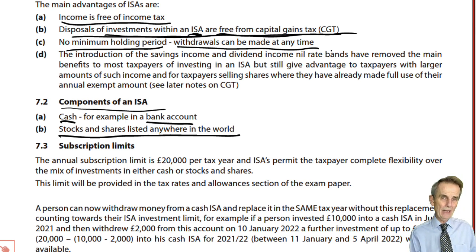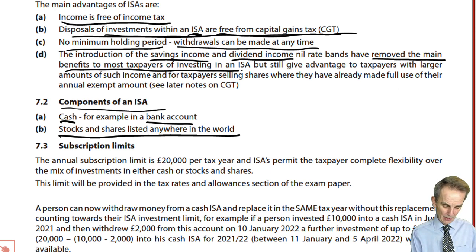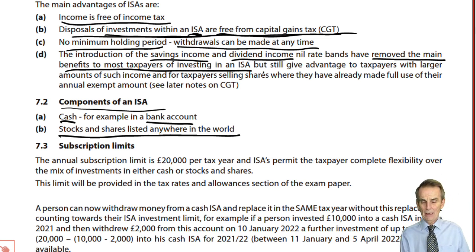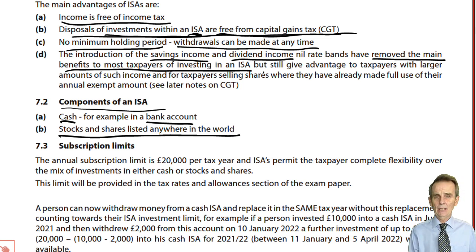What we've seen, and we mentioned back in Chapter 2, is that when the savings income nil rate band and the dividend income nil rate band came in, that removed one of the main benefits to most taxpayers of investing in an ISA. Because again, back in the day, the level of investment within an ISA was not very great, and therefore the amount of interest you get on it wouldn't be very great either. In which case, if you're just a basic or even a higher rate taxpayer, you get a savings income nil rate band of either 1,000 or 500.